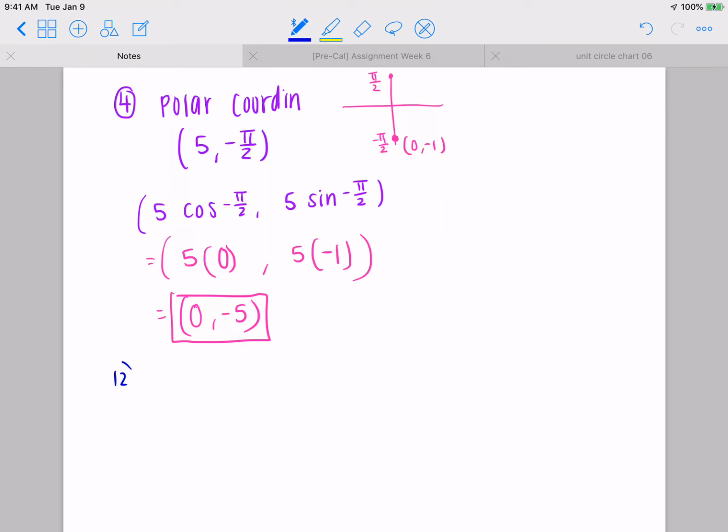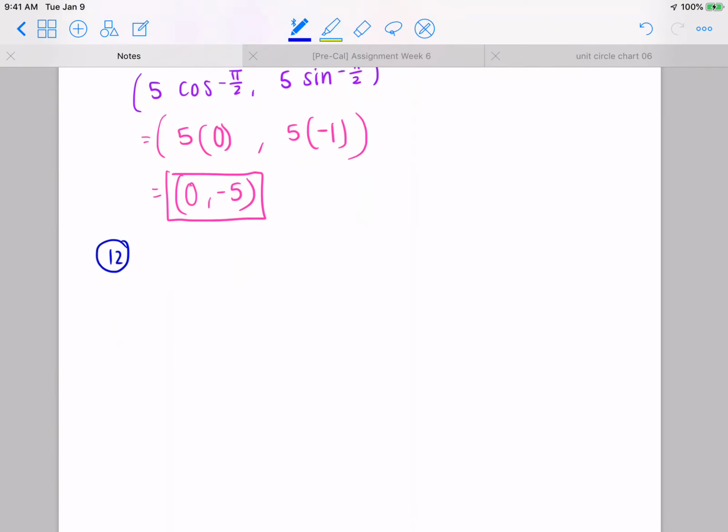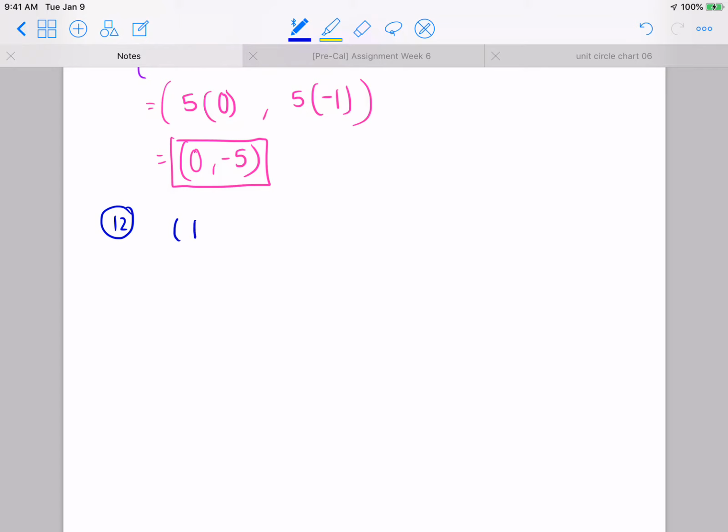Next one I'm going to go over is number 12. So number 12, we have 13, comma, 8 pi over 3. This is polar. So to get our rectangular, we got to figure out 13 cosine 8 pi over 3 and 13 sine 8 pi over 3.